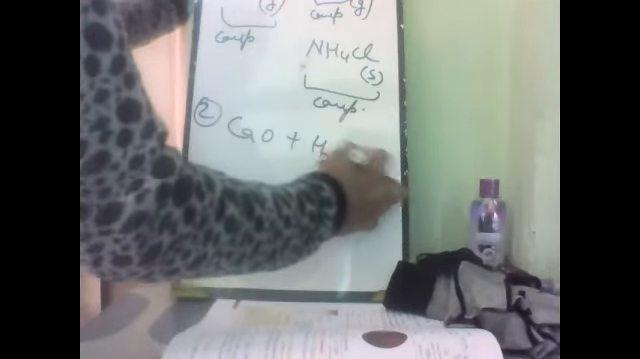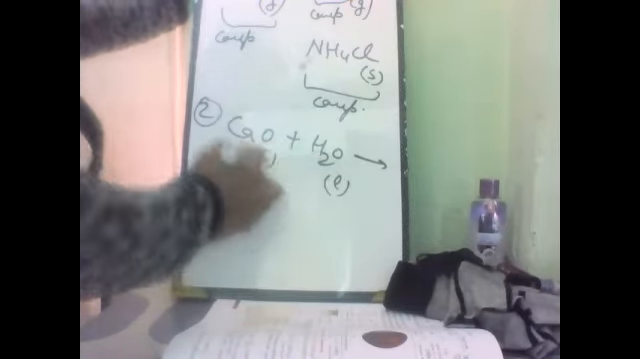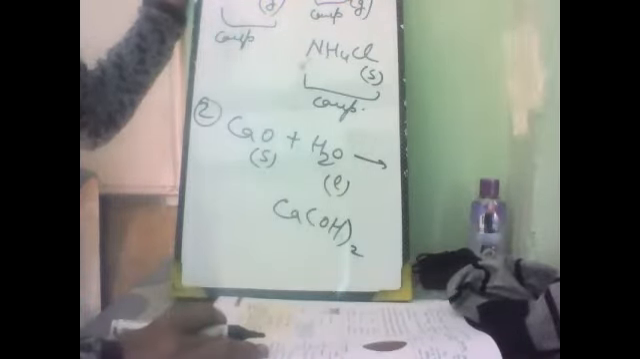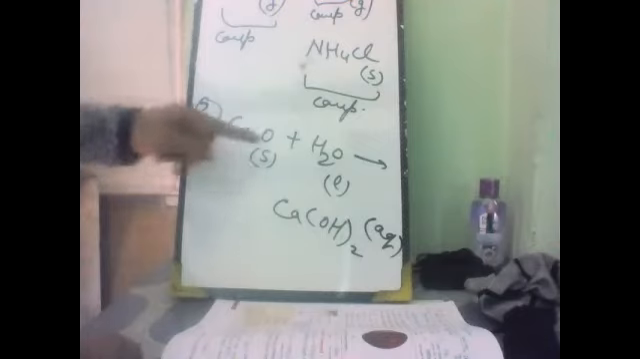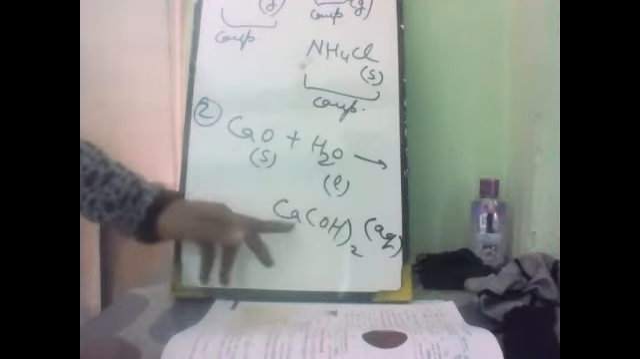The next reaction is CaO, calcium oxide, reacting with water. Water is liquid and calcium oxide is solid, and then it forms Ca(OH)2, calcium hydroxide or lime water, which is an aqueous solution of calcium hydroxide. Is it clear? Calcium oxide is in compound form, water is also in compound form, and they form another compound, which is calcium hydroxide.